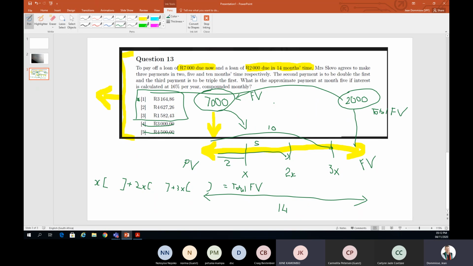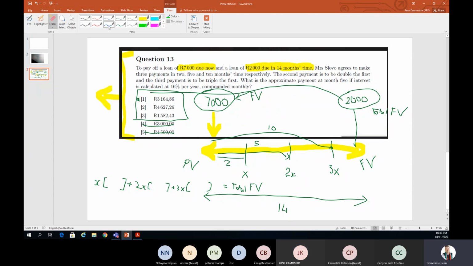The 2,000 must be moved backwards in time from month 14 to month 5. That's 9 months in total. Then they give the example of what you must do, and so on and so on. So this is quite fascinating. What I would go and test for you guys is, it feels like there are a few ways to do it.